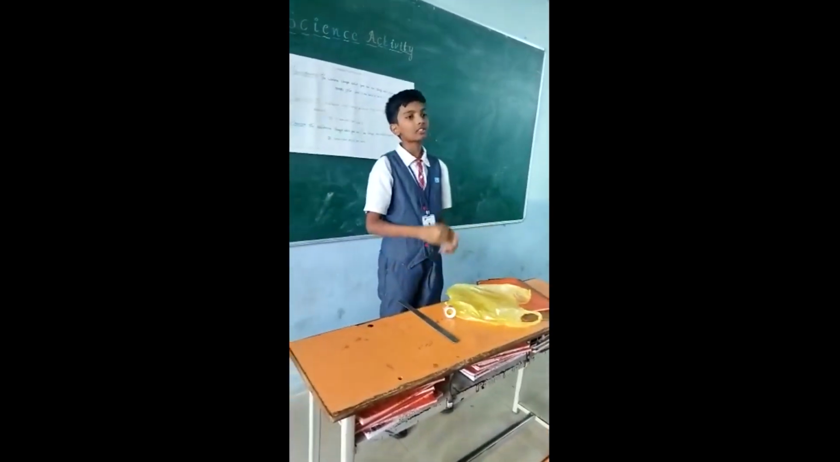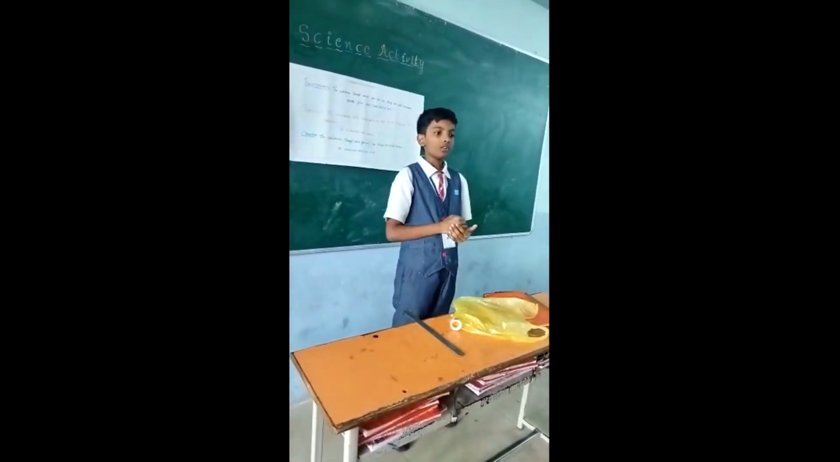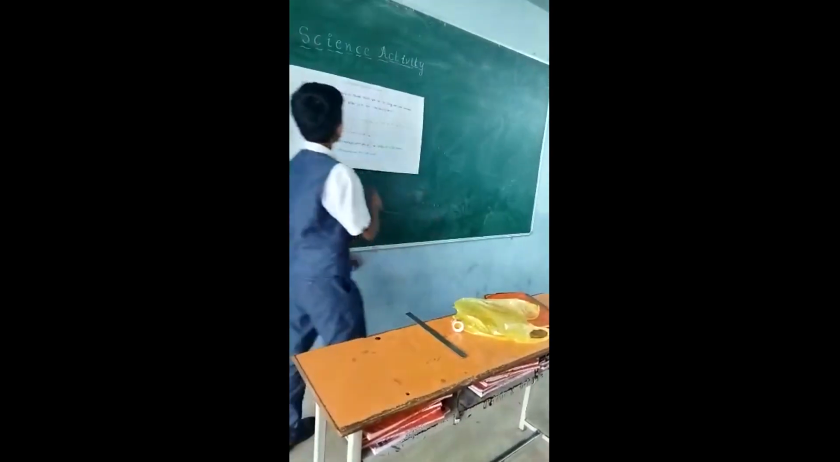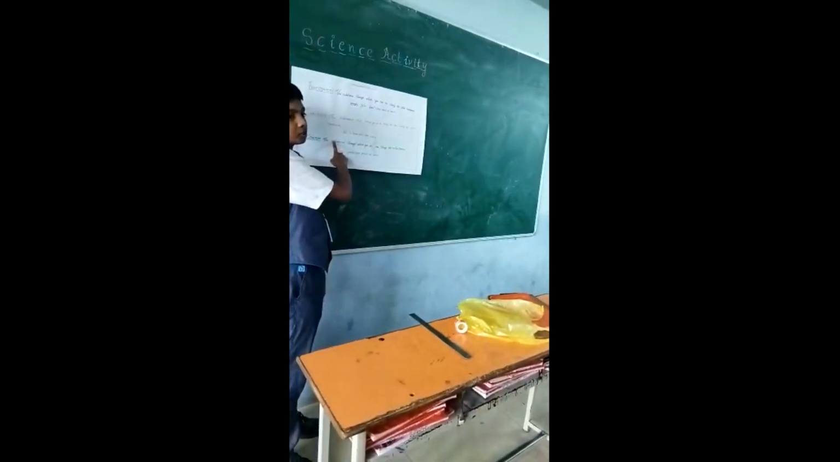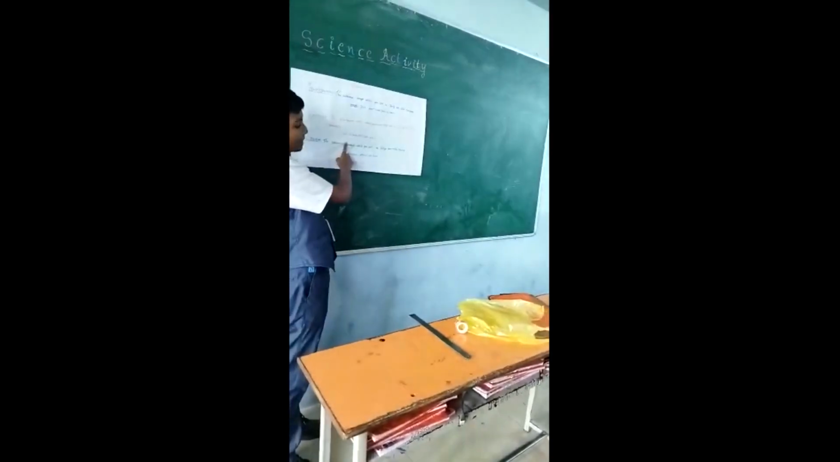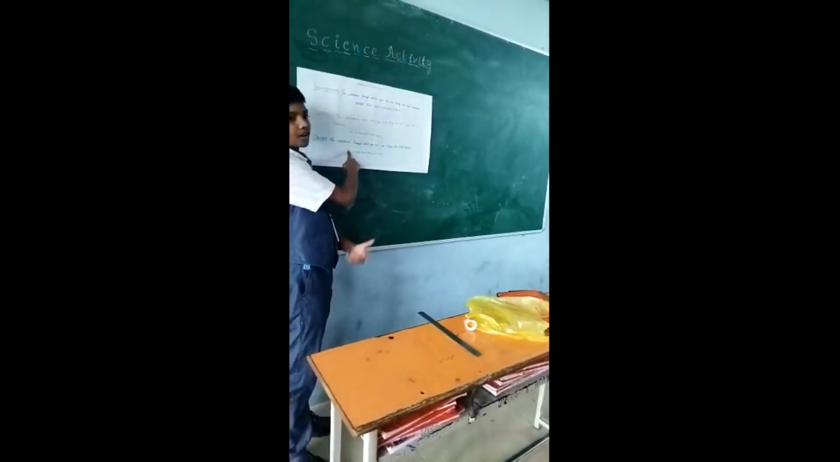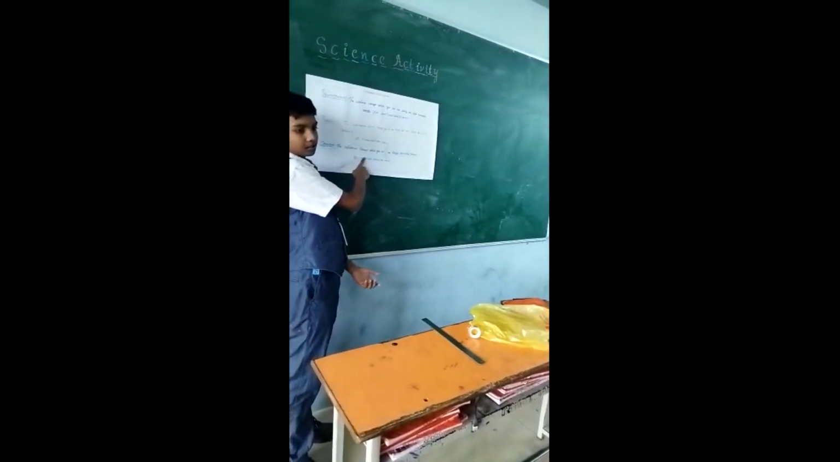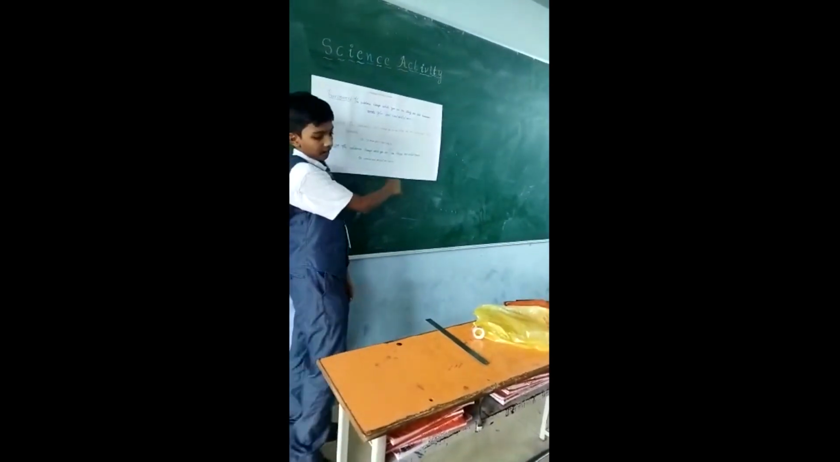Okay friends, our next topic is opaque. Opaque substances are those through which you cannot see things. Examples: wooden pad, box, pencil, pen, etc.